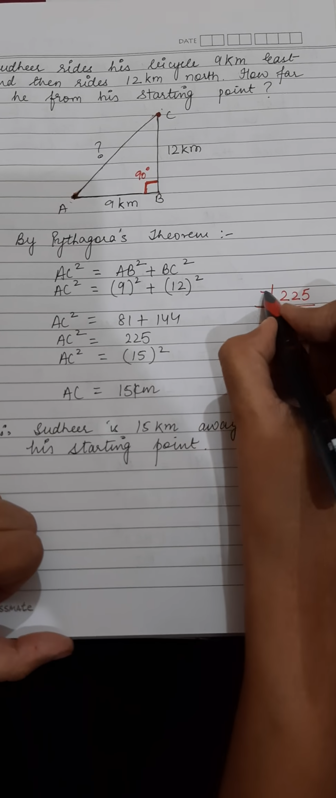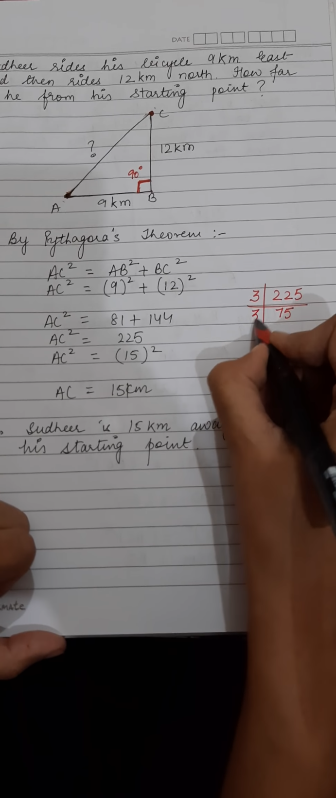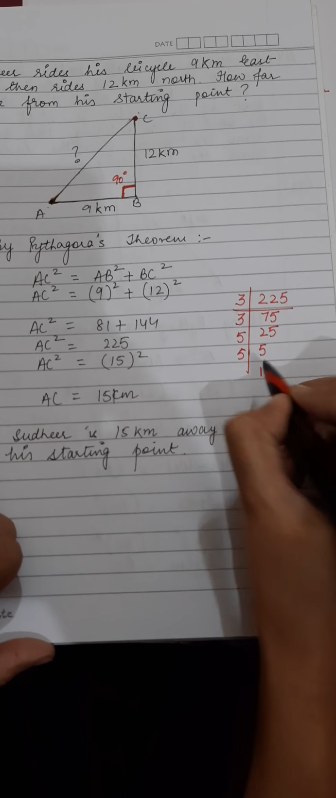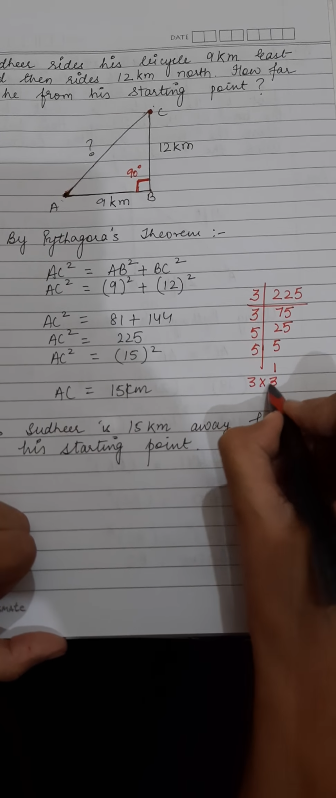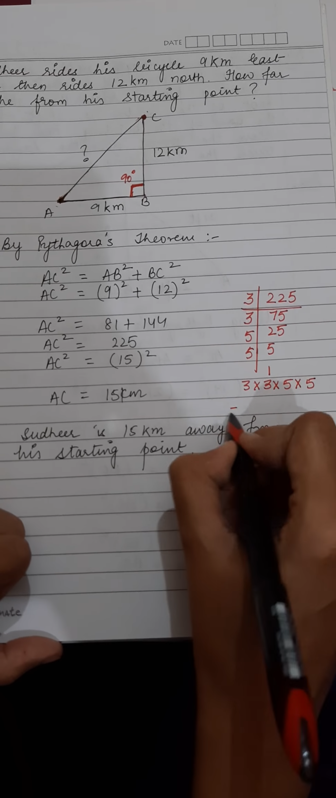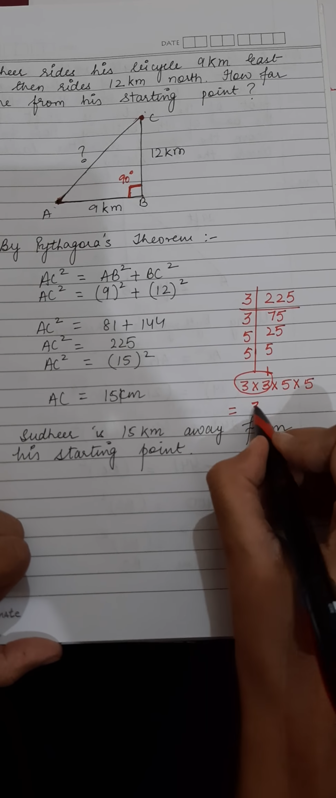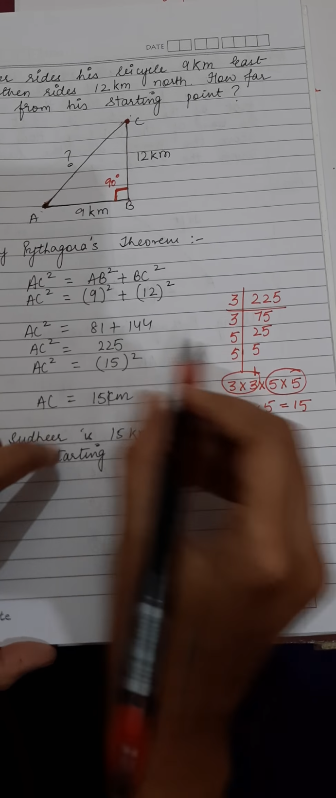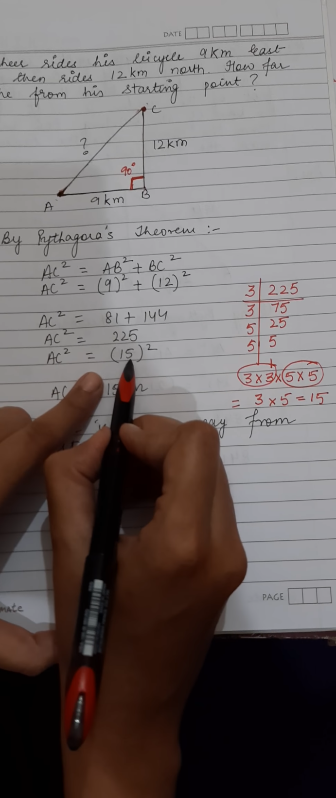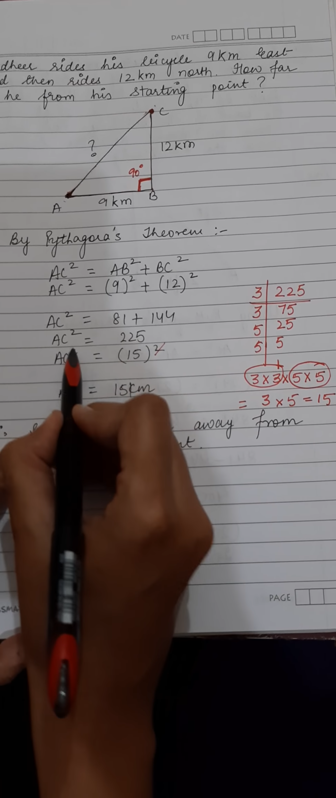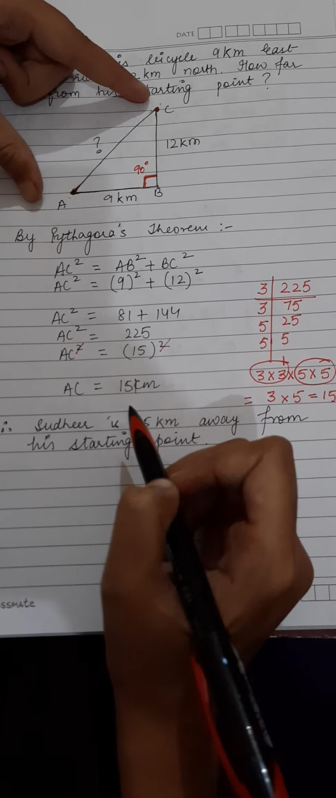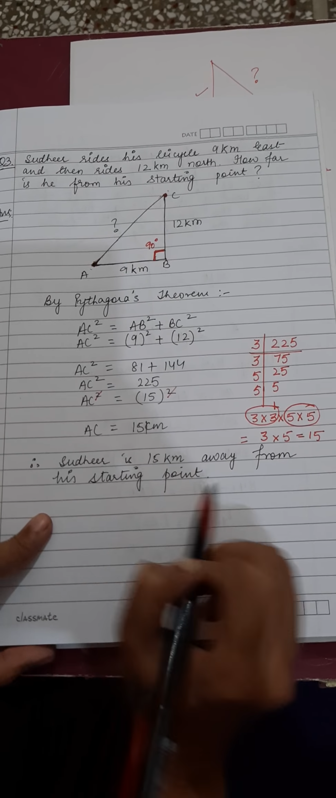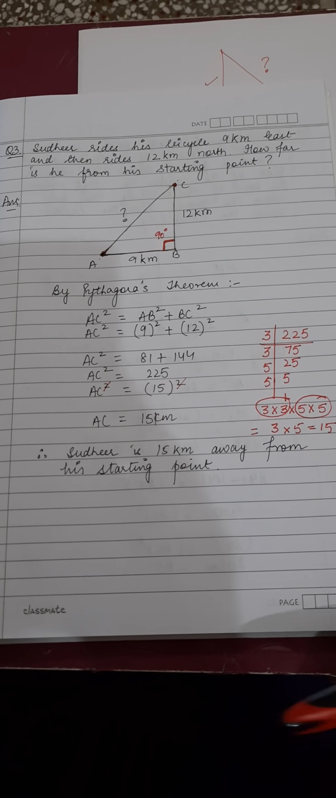225 firstly will go in the table of 3, 3 times 75. Again, this will go 3 times 25. 5 times 5 is 25, 5 times 1 is 5. Now you can see 3 into 3 into 5 into 5. 3 and 3 are making a pair. 5 and 5 are making a pair. And this means 15. So 225 is the square of 15. Both sides' powers are the same, so you can cancel them. And AC, that means this hypotenuse, is 15 kilometers. So Sudhir is 15 kilometers away from his starting point. This is the answer.